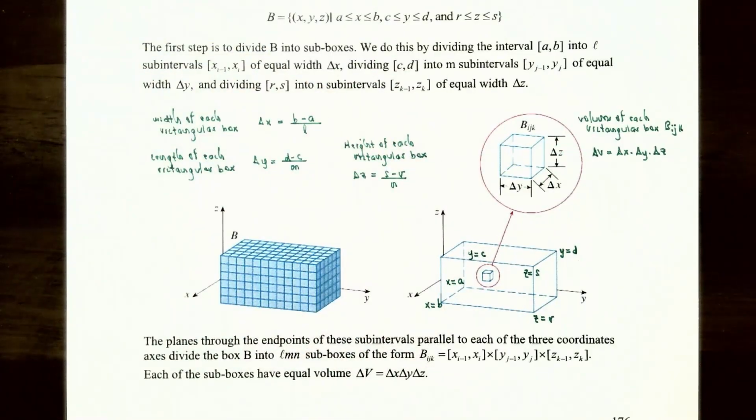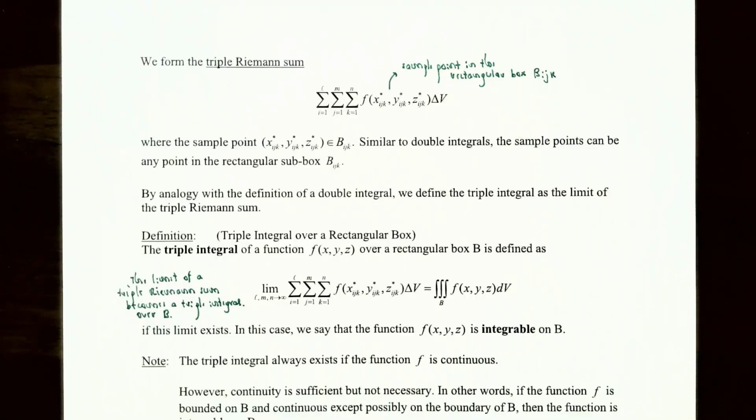It's the product of the width times the length times the height of each of these sub-boxes. So we can calculate the volume of each of these sub-boxes, and if we add up the volume of each of these sub-boxes, and we let the number of partitions for the x values, the y values, and the z values go to infinity, then we can form a triple Riemann sum of the form.